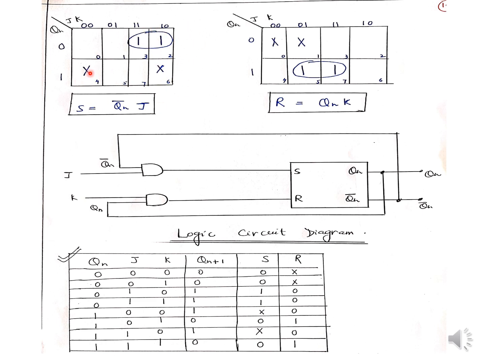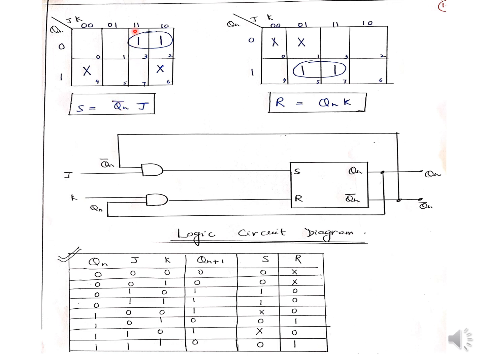Because of the cross, the don't care condition, it is not necessary to include these don't care conditions in the pair. Okay, so we are making a pair of only this 1 and 1. Here we will see at the left it is 0. 0 means we will write Qn bar. So I have written here Qn bar.